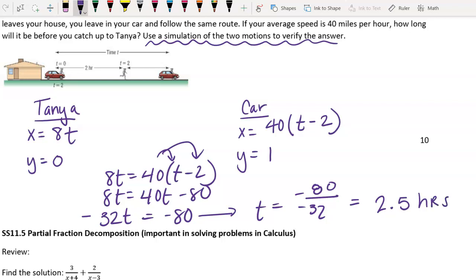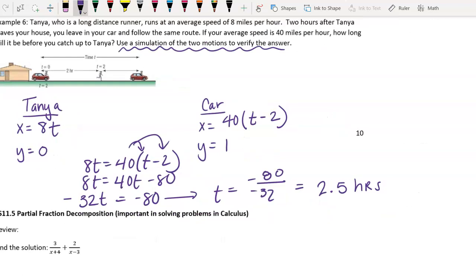Okay, is this how long it took you to catch up? No, this is Tanya's time. Would you agree? Then how long did it take you to catch up? Half an hour. You're right. So make sure we're very cautious of the question. To find yours, you take 2.5 minus your delay time of 2 hours. So 0.5 or half an hour. So in half an hour, that's how long it will take you to catch up with Tanya.